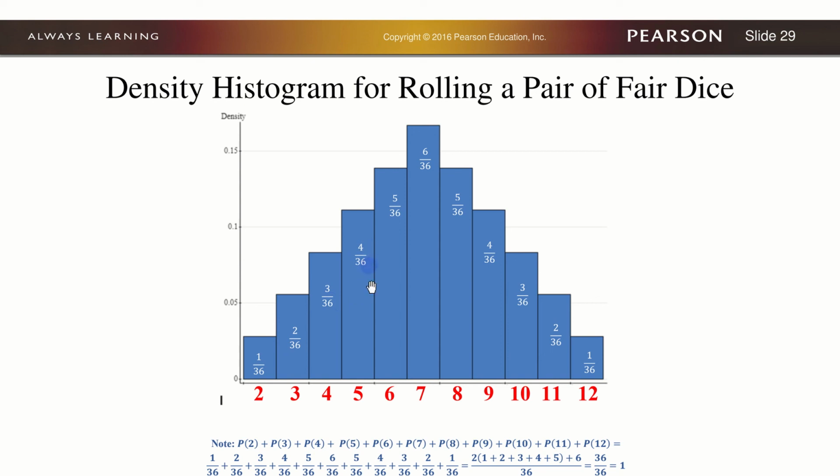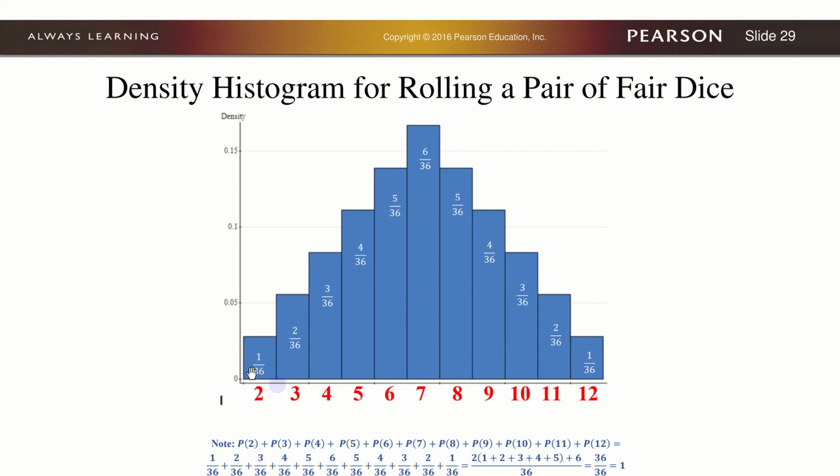For 5, it was 4 out of 36, all the way up to the max frequency for 7, which was 6 over 36, and then they went down again like this. Very beautiful symmetric situation we have here, right? For the rolling of a pair of dice.